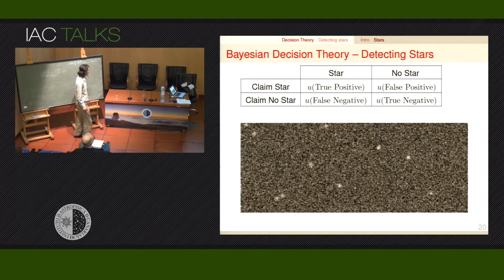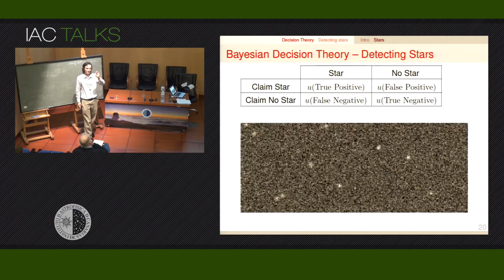Okay, so now I wanted to bring it back to astronomy for a bit. You've got an image and you want to detect stars. If you've decided to use Bayesian decision theory to do this rather than just putting a 5 sigma cut or something, the first thing you have to do is write down your utility matrix, right? So I've given us a rather limited set of options, which are to claim that there's a star or to claim that there's no star. And I'm going to do that for every pixel in the image.